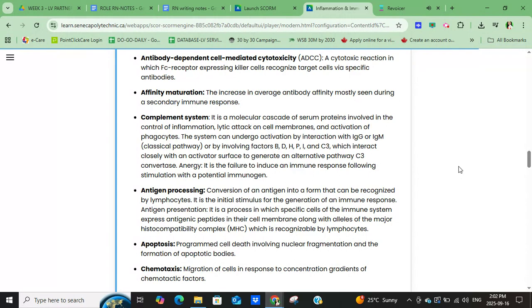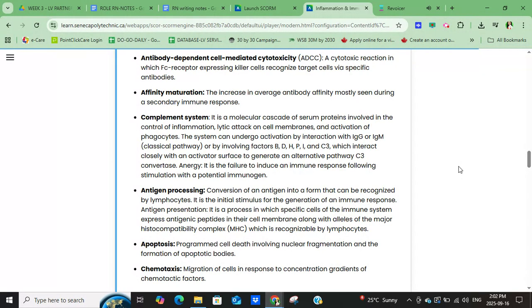Complement system. It is a molecular cascade of serum proteins involved in the control of inflammation, lytic attack on cell membranes, and activation of phagocytes. The system can undergo activation by interaction with IgG or IgM, the classical pathway, or by involving factors B, D, H, P, I, and C3, which interact closely with an activator surface to generate C3 convertase, the alternative pathway.